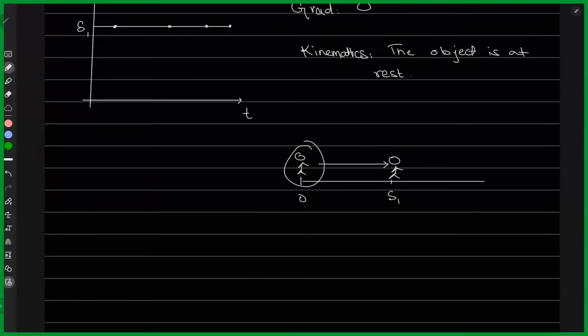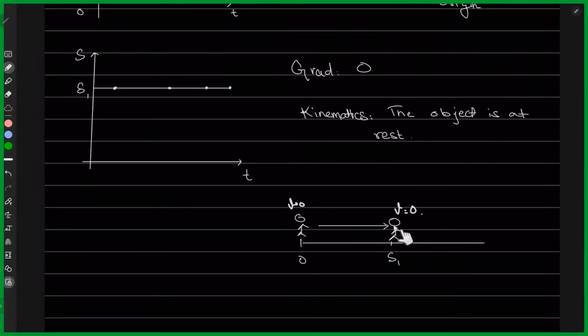In the first one, the person was initially at rest as well, so his velocity was 0. Here also his velocity is 0. So in the second one, where the person is at S1, he has covered some distance, but now he's at rest after covering that distance. So is that clear? Yes, sir. Okay, so the object in this case is at rest ahead of origin.